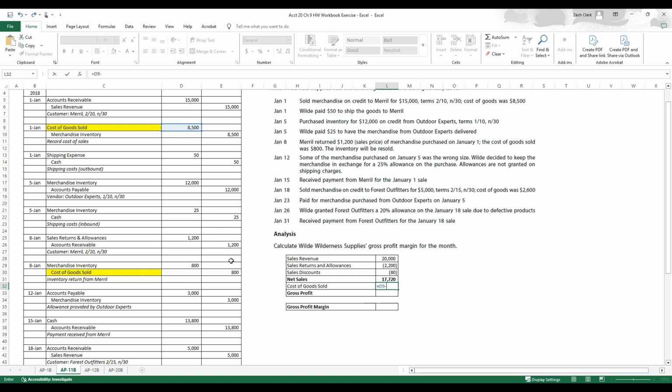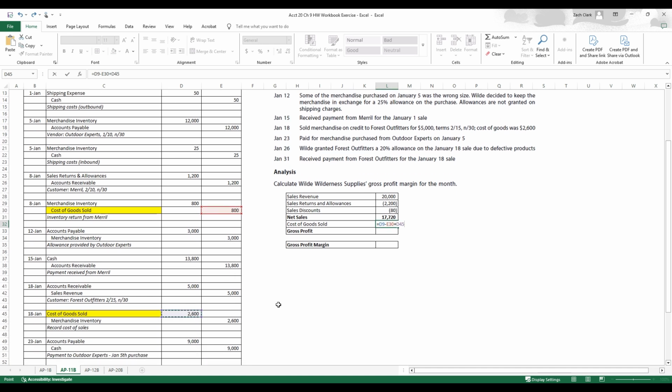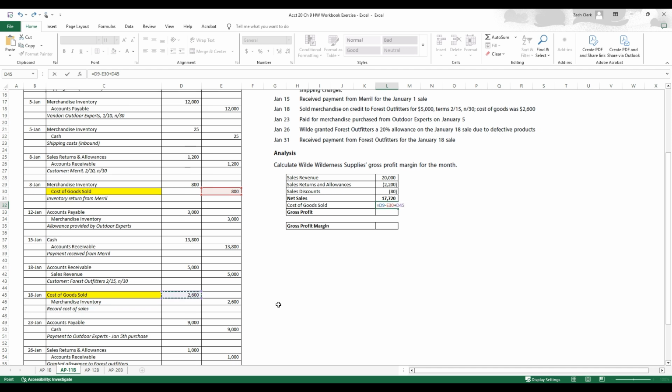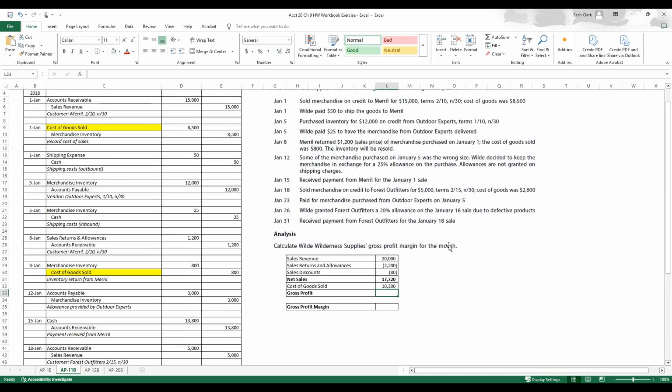Okay, so debits are increases, the credits are decreases for returns, and then a debit is an increase. And so we get 10,300. Okay.